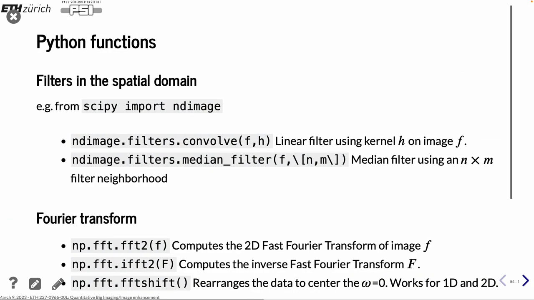Of course, again, we have a bunch of Python functions for doing this, and some of them are in SciPy, and others are also in NumPy. But I think you can also find some of it in scikit-image.